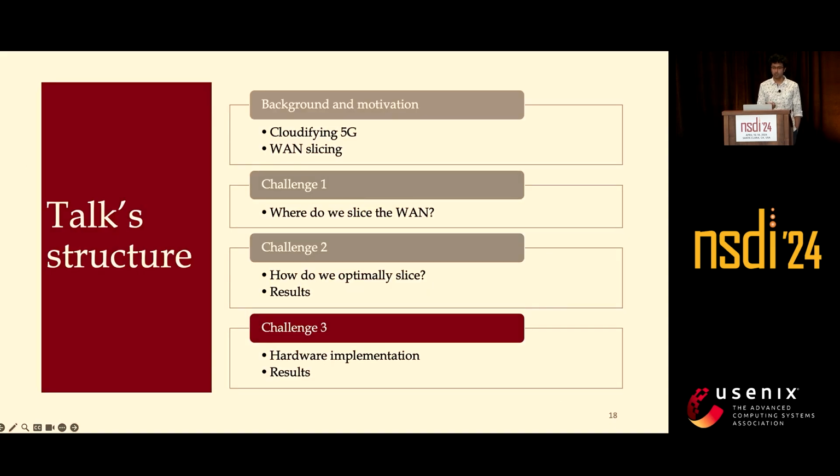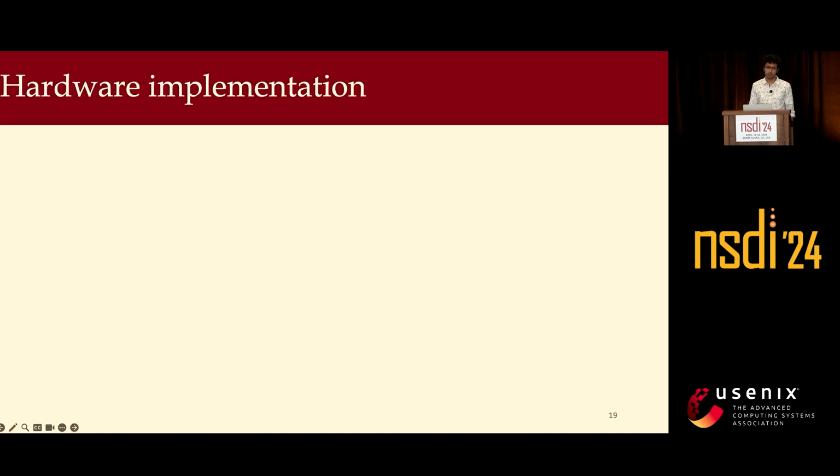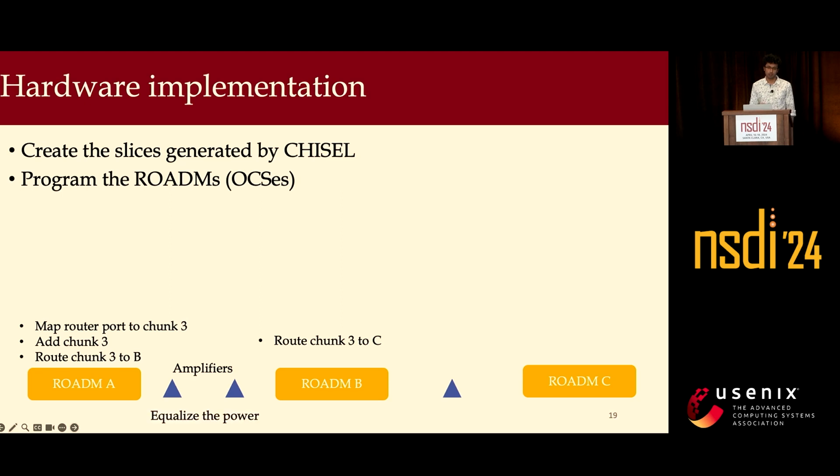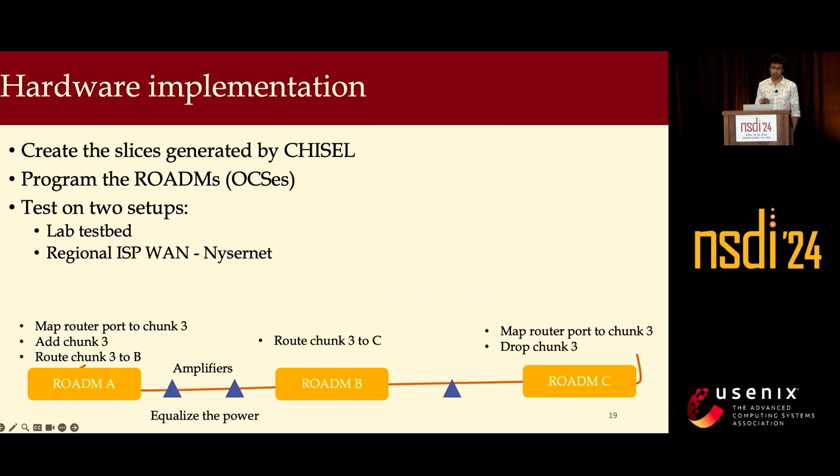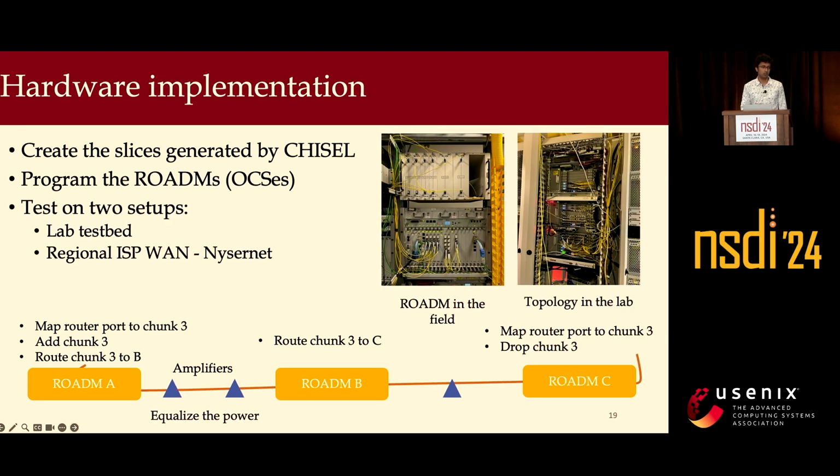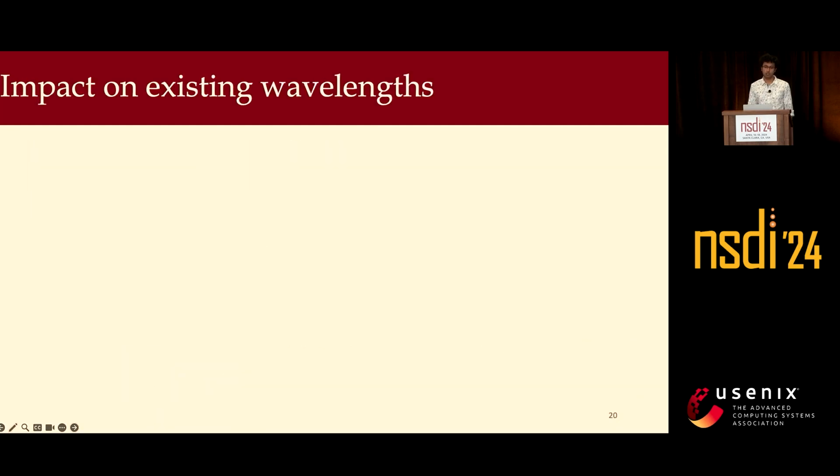Once we had the output of these algorithms, we wanted to implement it on real hardware. So we wrote a script that can program hardware and implement slices, and we tested it on 2 hardware setups: one is a setup in the lab, and another is a setup on a regional internet service provider's production network in New York State called NYSERnet. The main thing we wanted to evaluate was how adding new wavelengths affects existing traffic on these networks.